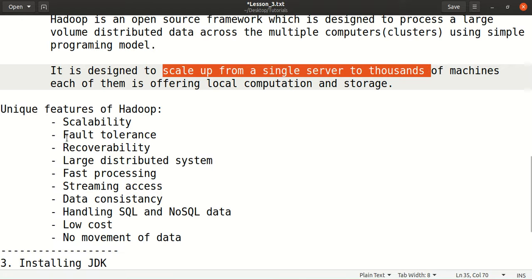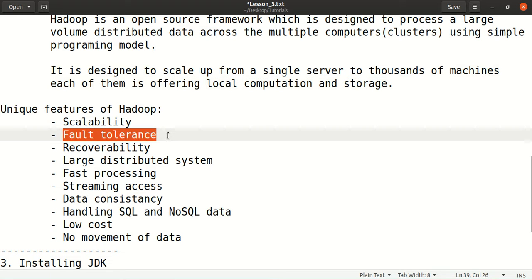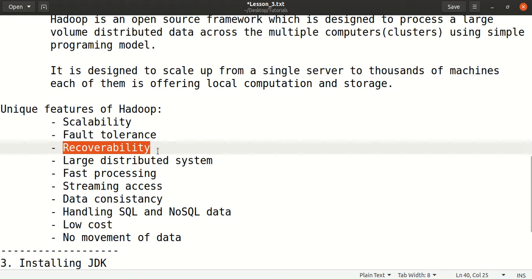Fault tolerance is there. If one server fails, the data can be retrieved from the other servers, because the data is replicated on multiple servers. And also we have recoverability. If one job fails or part of a job fails, again we can recover the data, so the whole data may not fail. Recoverability is there. The data may not be corrupted.